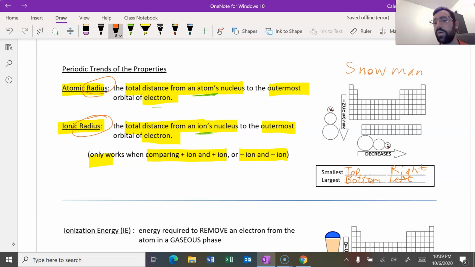The reason we call it a snowman trend is because just like a snowman, it increases in size as you go down. And if we were to push this snowman over, he'd look like this, right? Look like this snowman, and he's laying on his side. He's decreasing in size as you go from left to right. Another way of looking at this is the atomic or ionic radius, both of them, increase going that way.